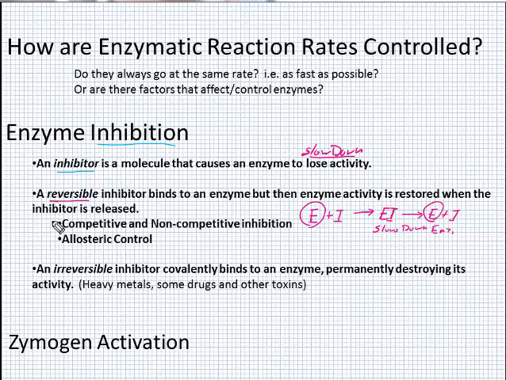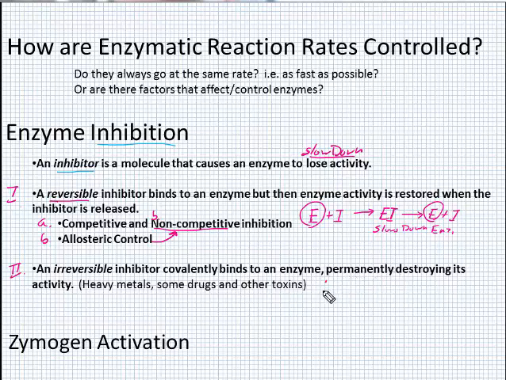Now there's two types. There's competitive and non-competitive. Non-competitive is also known as allosteric control, a non-competitive type of inhibition. So we'll talk about competitive and non-competitive. So there are two main types again. Call this 1 and 2. Reversible has two types. We'll call it A and B. Competitive or non-competitive, or allosteric control, same thing. And then there's irreversible. This binds to the enzyme and basically destroys it, permanently destroying its activity.